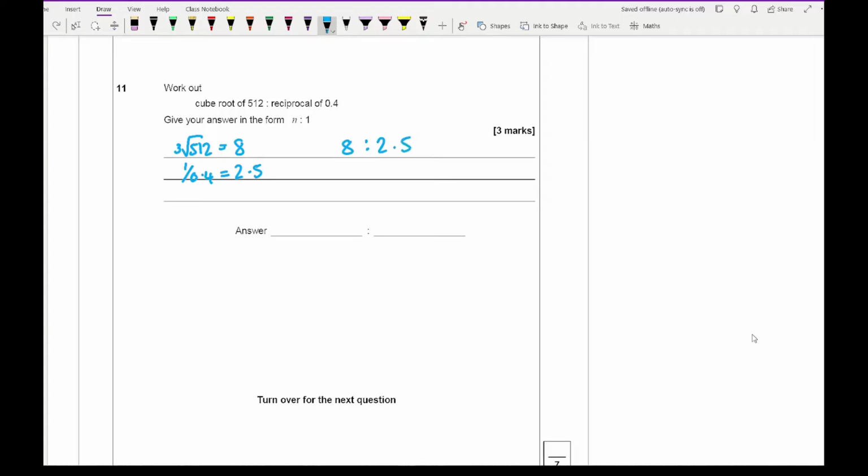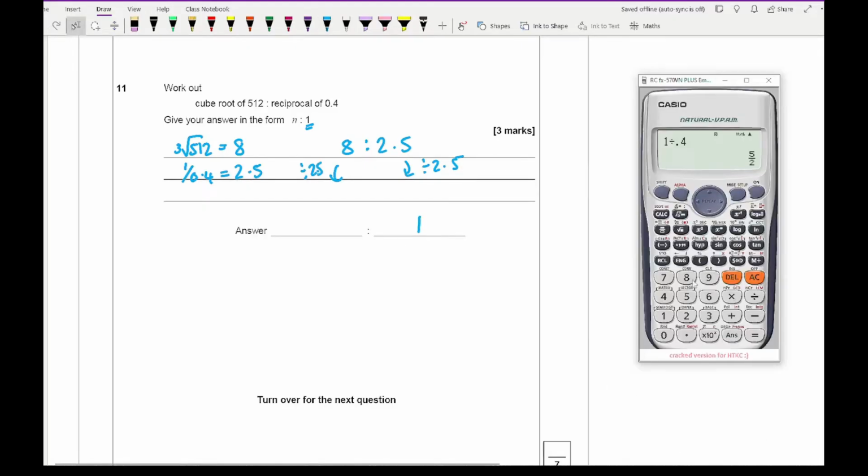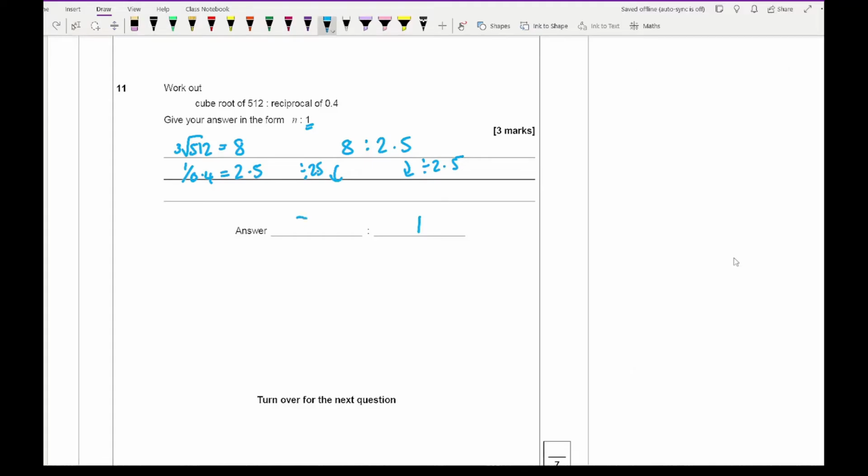Now what we're wanting is the right hand number to be 1. So I've got to divide that by 2.5, and that means I've got to divide this by 2.5 as well. So here I'm going to end up with 1. And 8 divided by 2.5, I'll just quickly work that out on my calculator, gives me an answer of 3.2. And there is my final answer for question 11.